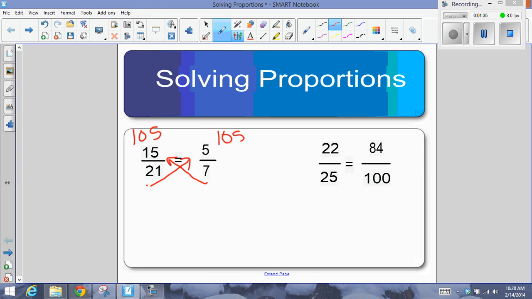So if my numbers come out to be the same, then they are equal, and then that means that they are a proportion. So if you're given two fractions that are equal and you're asked, is this a proportion? You just cross multiply, and if it's equal, then yes, it is a proportion. So let's try this one. 25 times 84, 2,100. Then 100 times 22 is 2,200. Now, those two numbers are not equal to each other, so this is no. This one is not a proportion.